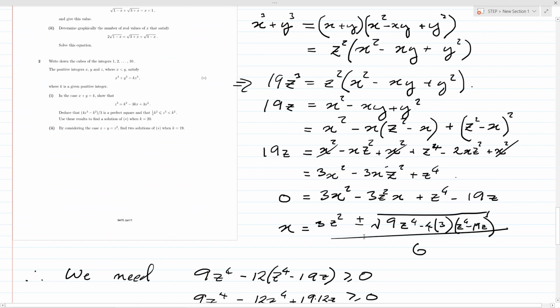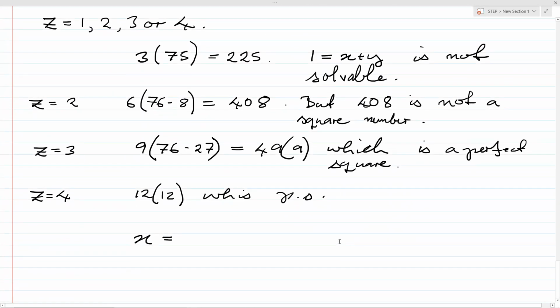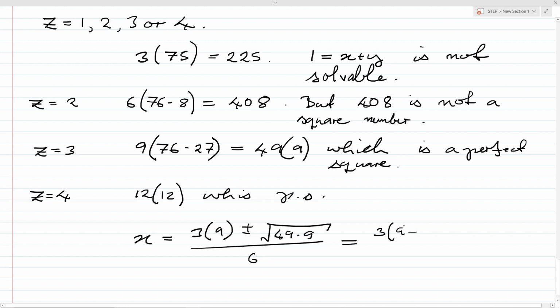And we're going to substitute the value of z into this equation. So x will then be given, for when z is 3, by 3 times 9 plus or minus the square root of 49 times 9, over 6, which ends up being 3 times 9 plus or minus 21 over 6. We can quite clearly see, therefore, that x is 8 or 1.